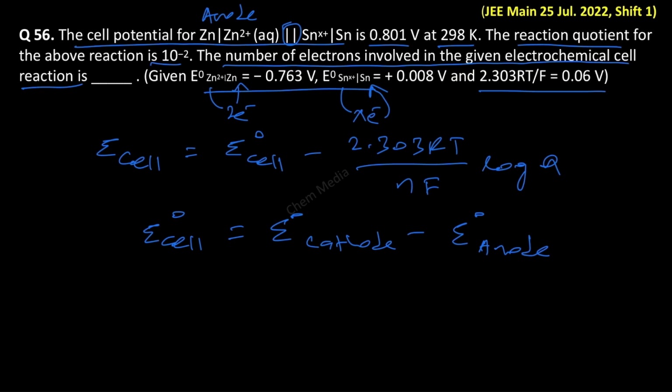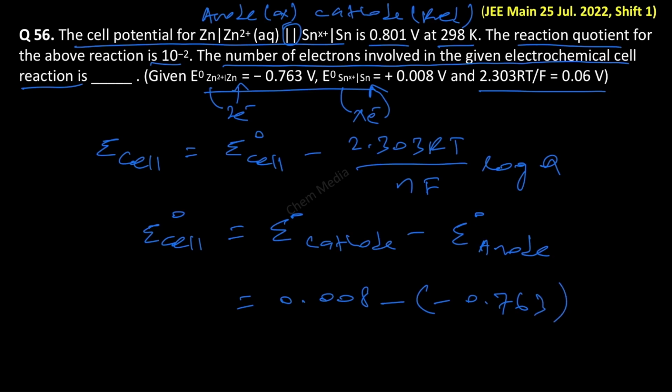Zinc is losing 2 electrons and becoming zinc 2 plus. Whatever be the cell, it is always anodic oxidation and cathodic reduction. Here, tin X plus is gaining X number of electrons and becoming tin. So, that is reduction. Therefore, Ecell standard is equal to cathode value, 0.008, minus anode value, the reduction potential, given as minus 0.763. So, therefore, this is equal to 0.771 volt.